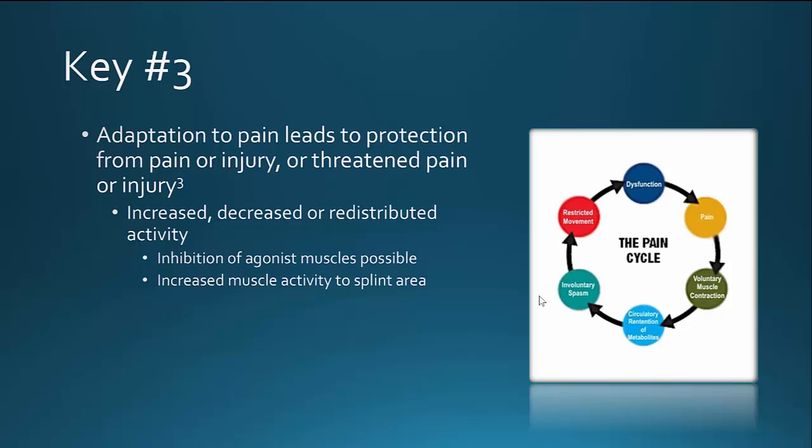The third key to this theory is adaptation to pain leads to protection from pain or injury, or threatened pain or injury. The nervous system may search for a movement pattern that is less painful when pain is present and has a wide variety of ways to protect the body involving increased, decreased, or redistributed activity. An example of this would be the inhibition of agonist muscles to reduce voluntary movement force and displacement, or increased muscle activity to splint the painful part.